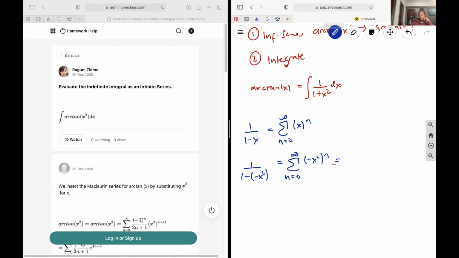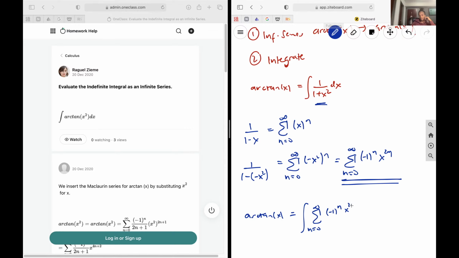I'm going to simplify that. We're going to distribute out the minus as a minus 1 to the power of n. So n is equal to 0 to infinity, negative 1 to the power of n, x to the power of 2n. So this is going to give me this. And so that means that arctan x is equal to the integral of this summation, n is equal to 0 to infinity of negative 1 to the n, x to the power of 2n, dx.